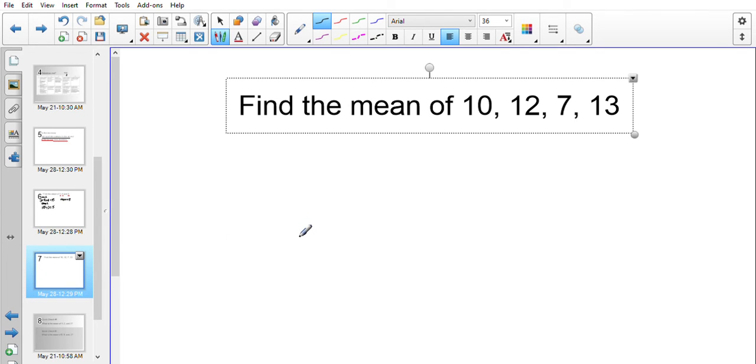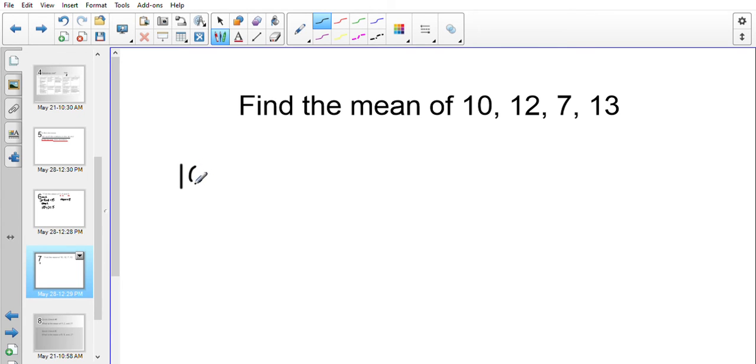Let's do another example. Find the mean of 12, 7, and 13. Well, remember our first step is to just add up all the numbers. That's all we're doing for this first step. Step 1. Add the numbers.